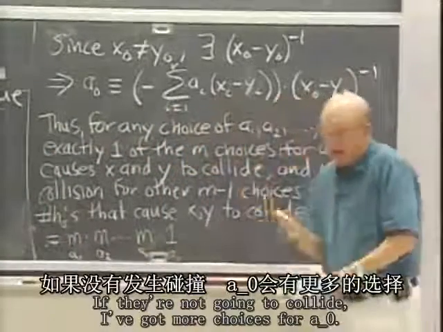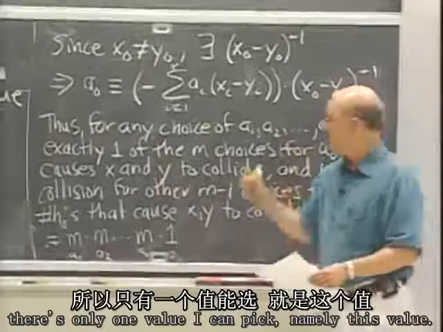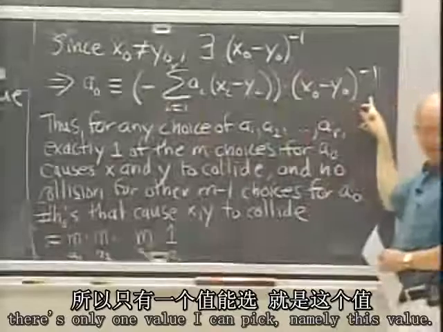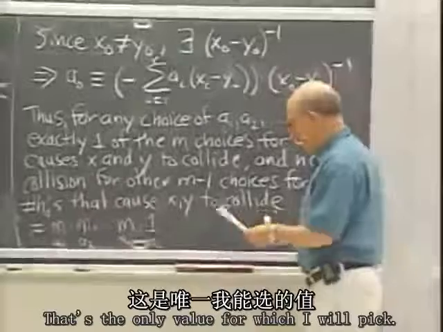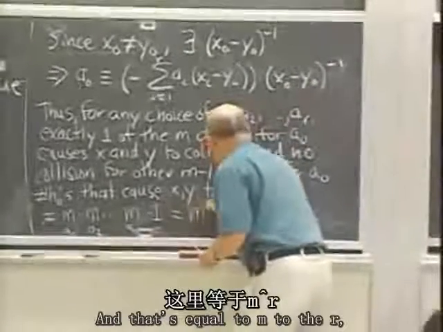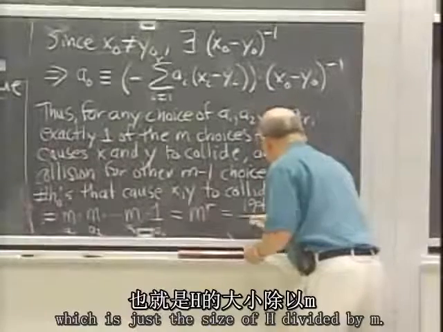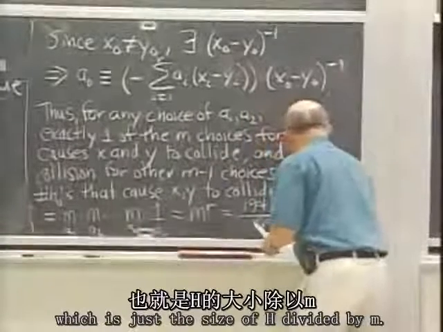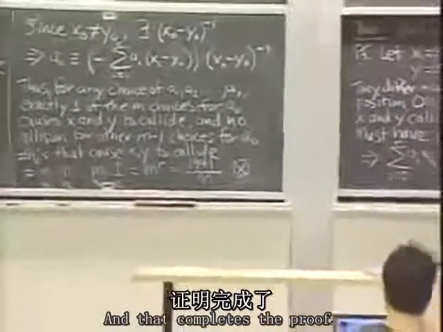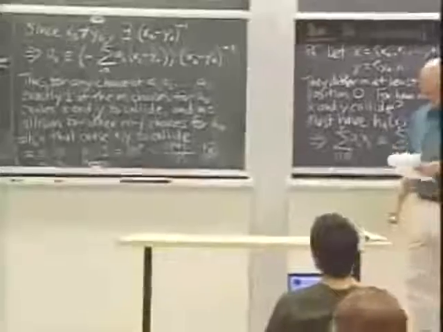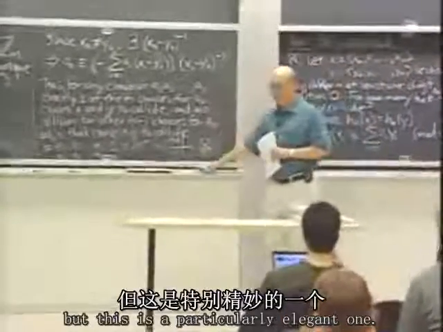If they're not going to collide, I've got more choices for a0. But if I want them to collide, there's only one value I can pick, namely this value. That's the only value I will pick. And that's equal to m to the r, which is just the size of H divided by m. And that completes the proof. Okay? So there are other universal constructions, but this is a particularly elegant one.